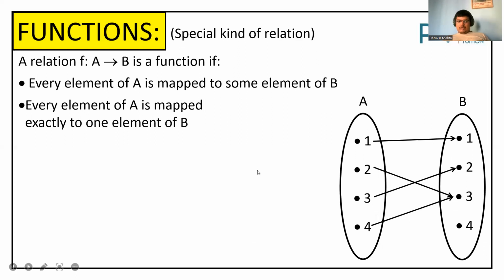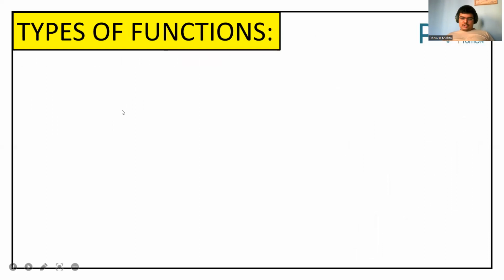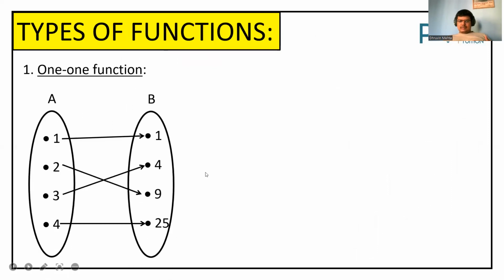Alright, now coming to some types of functions. The first one is a 1-1 function. So from the name itself, it is self-explanatory. 1-1 function means one element from set A will be mapped to one element of set B. 1-1 function is also called an injective function. Now you have to understand how to prove that a function is a 1-1 function.